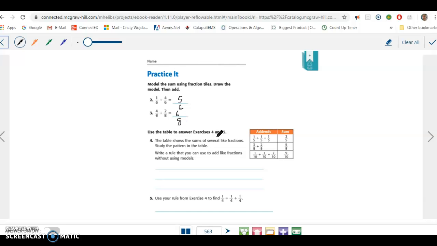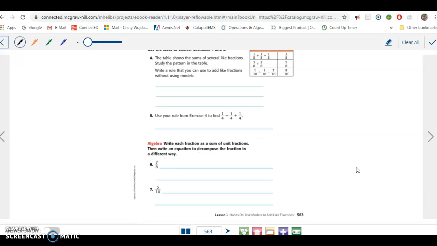The table shows the sums of several like fractions. Study the pattern in the table. Write a rule that you can use to add like fractions without using models. Okay, so what is it that's happening when we're doing this to get us our answer? You're just going to write out, not a math equation, but in words what's happening there. And it's something that we've talked about several times in class. And then you can use what you did here to solve this.